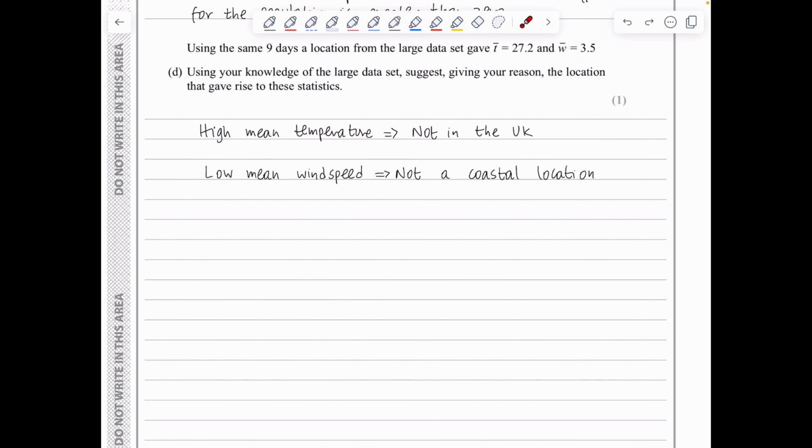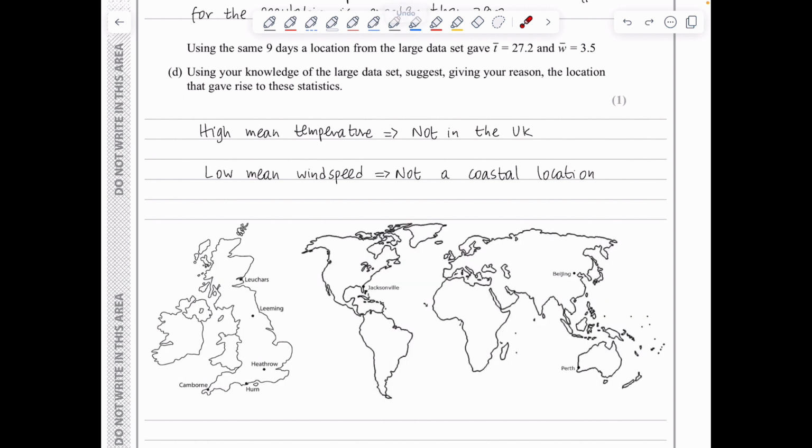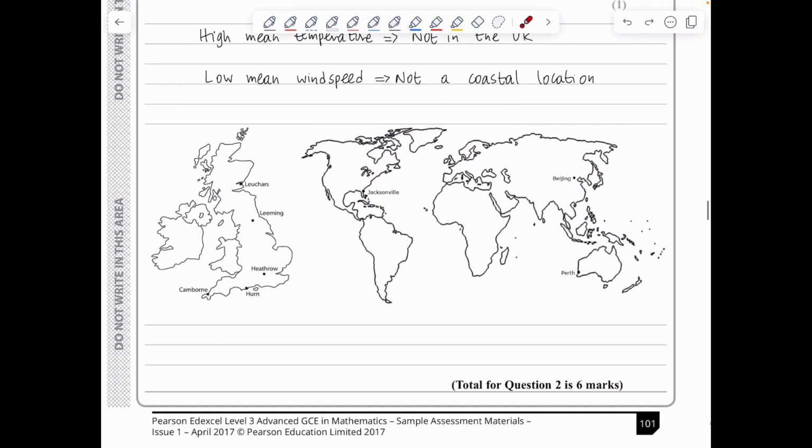So if we just look at the maps, these are all the locations, so we have excluded all the UK locations. They are out of the way. We have said that it's probably not a coastal location, and Jacksonville and Perth are close to the sea, so we are only left with Beijing. So we would probably give our best guess to be Beijing.